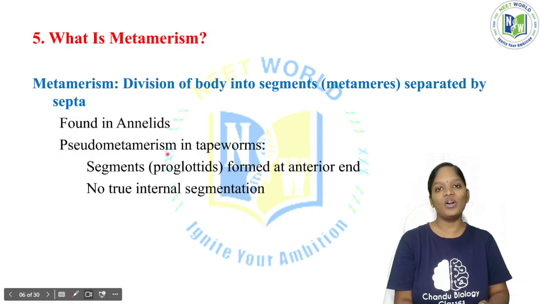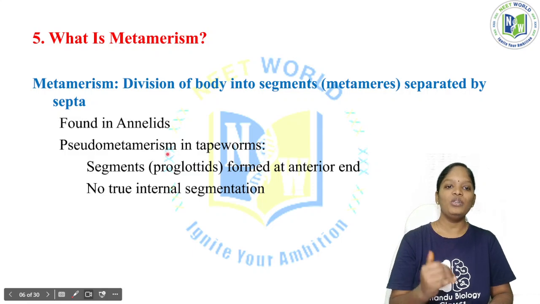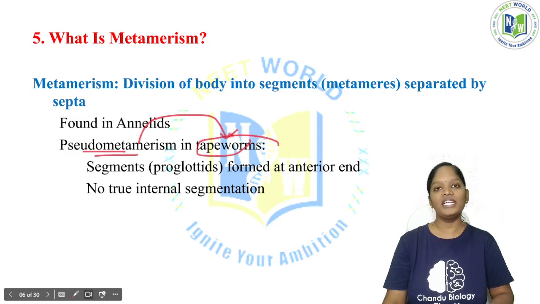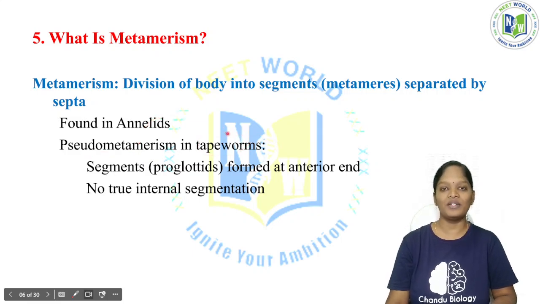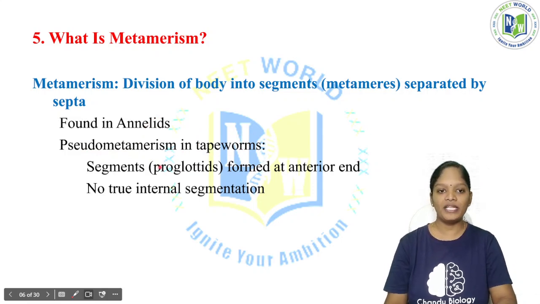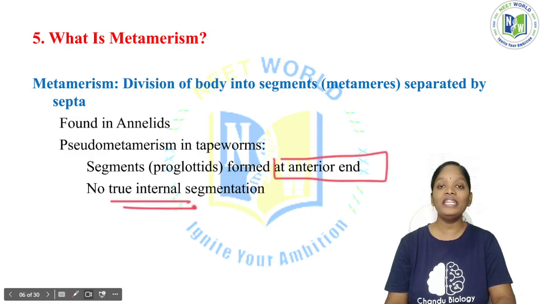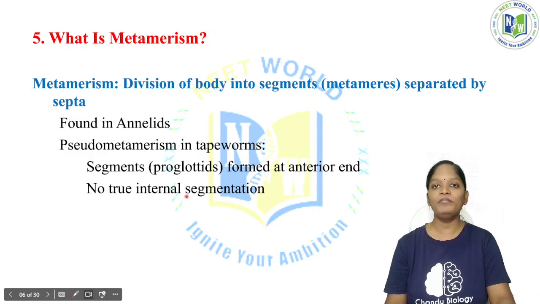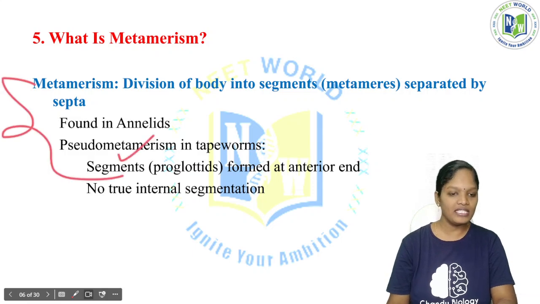Now comes another concept, pseudo metamerism. The pseudo metamerism will be seen in the tapeworm. Tapeworm comes under the phylum Platyhelminthes. Platyhelminthes have pseudo metamerism, which means the segments, called proglottids in phylum Platyhelminthes, are formed at the anterior end. There is no true internal segmentation. The internal segmentation will not be seen in the phylum Platyhelminthes. So this is the correct answer for this question.